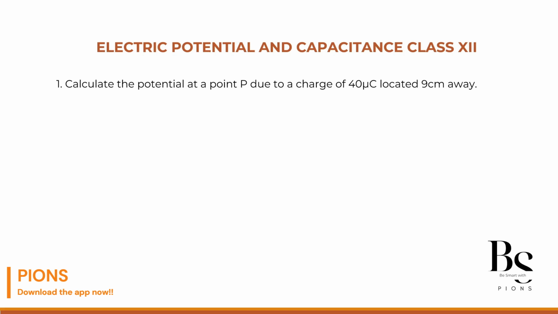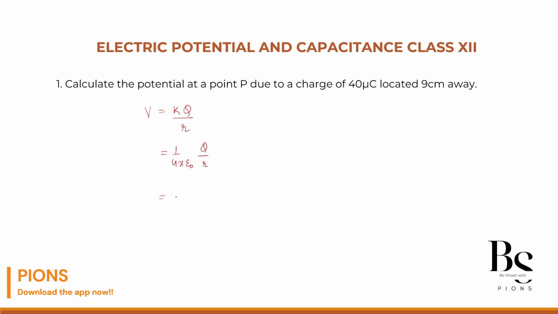So to find the potential, the formula for potential here is V equals K Q by R. Let me remind you once again, K is nothing but 1 by 4 pi epsilon naught, Q by R, where Q is the charge and R is the location at which we are finding the potential. Potential is a scalar quantity.